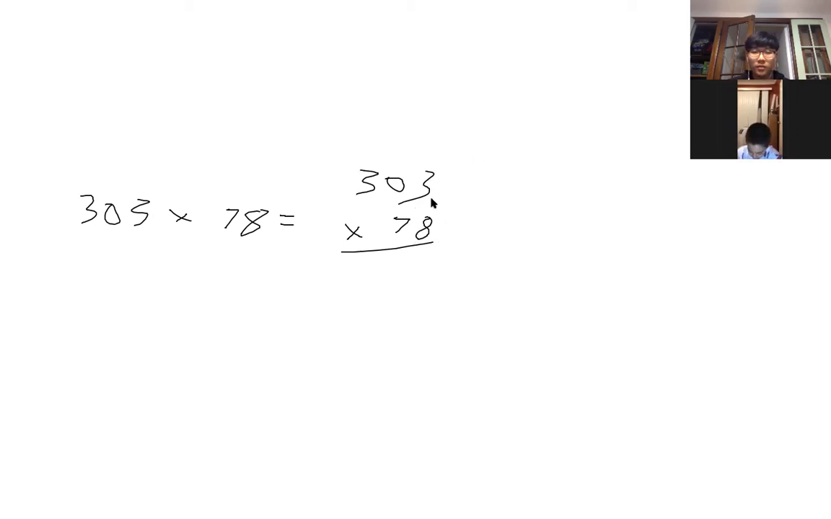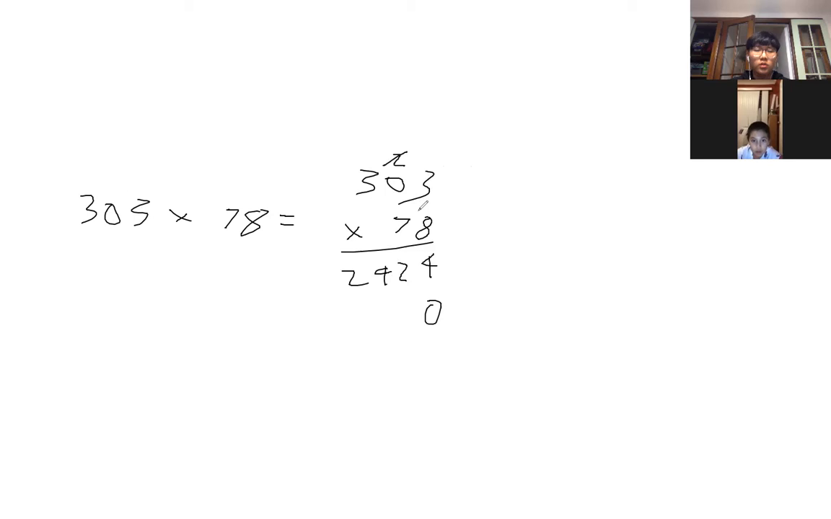So let's do 3 times 8. We get 24. 0 times 8 is just 0, but we still have a 2, so we can do 0 plus 2, then we get 2. And then 8 times 3 is 24. So we get 2,424 for our first line. Cross out the 2, just so there's no confusion, and add a 0.